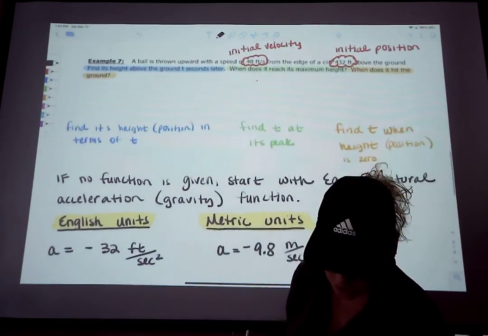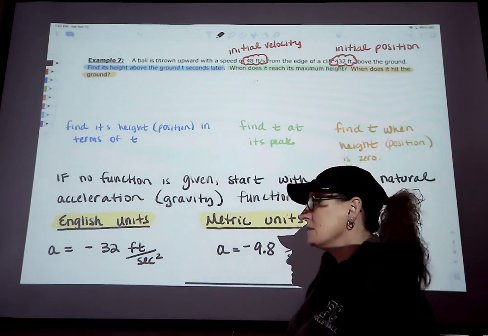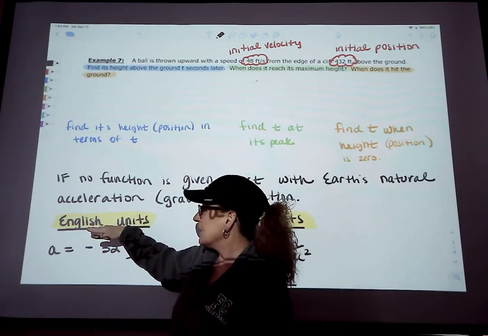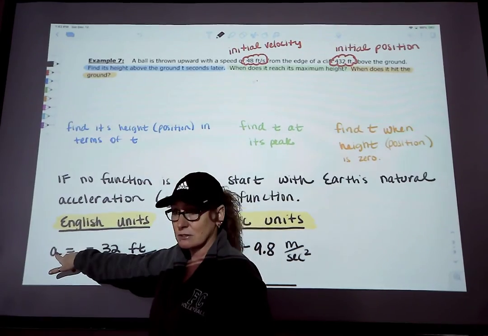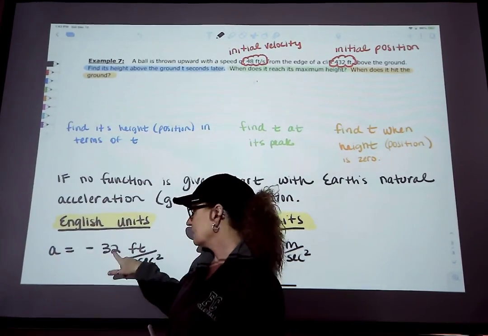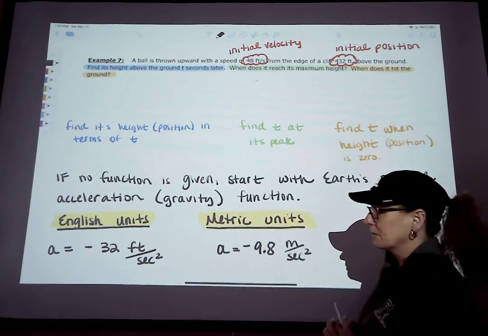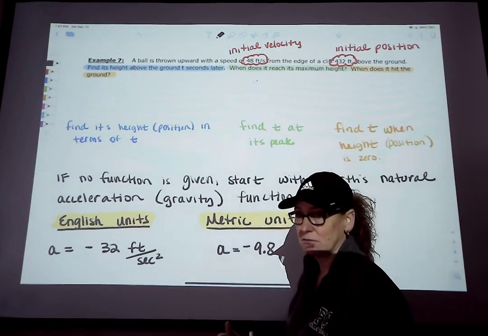So, this might be a good thing to memorize. In English units, acceleration is a constant. It's negative 32 feet per second squared.